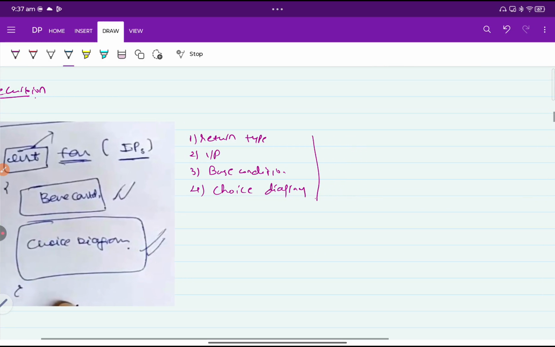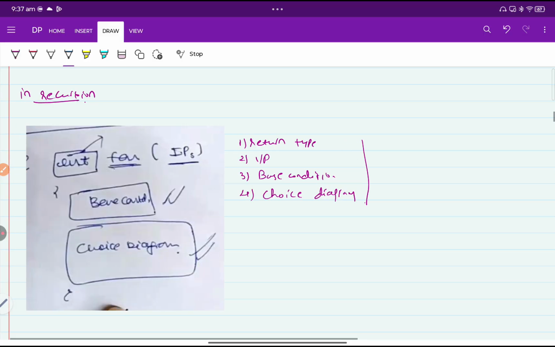Why do we have to return the length as an integer in the recursion? There are four important things: the recursion return type, the function and inputs, the base condition, and the choice diagram. Return type, as we have discussed, we have to return the maximum length, that's why it is an integer. If I talk about the inputs, we get the two strings, and with the strings we also get the length of each string.